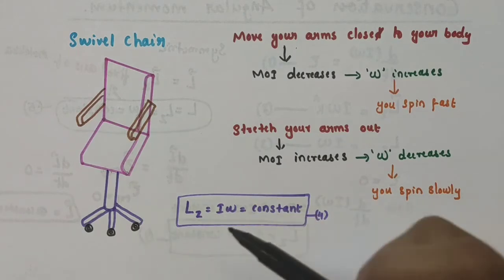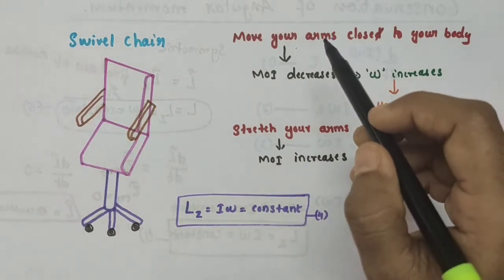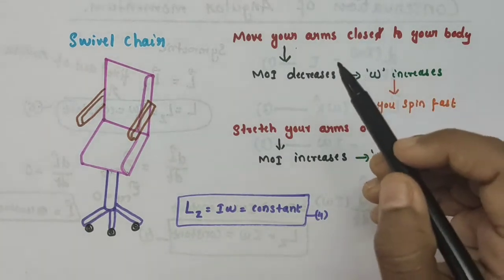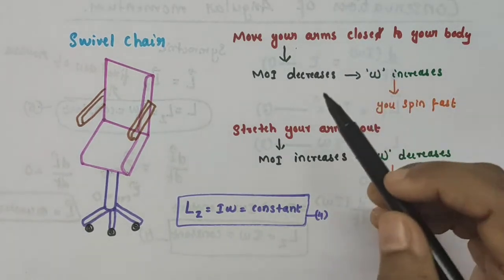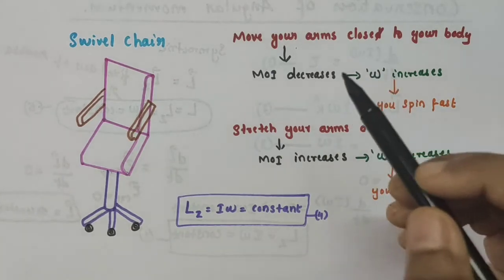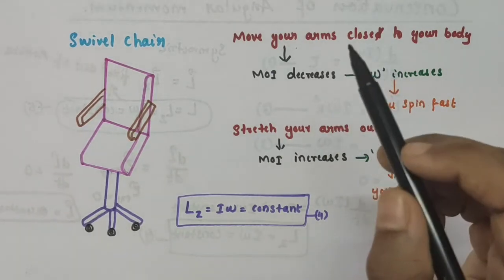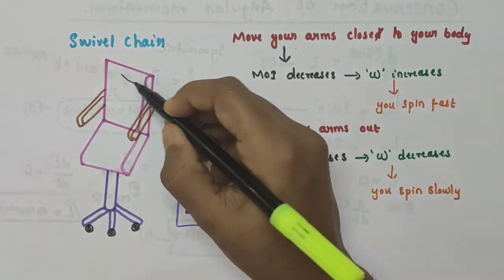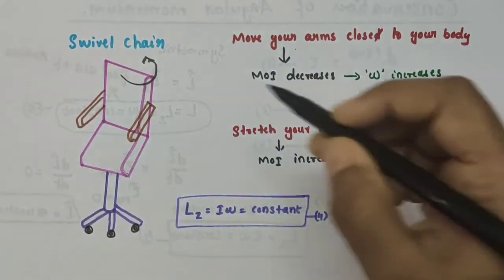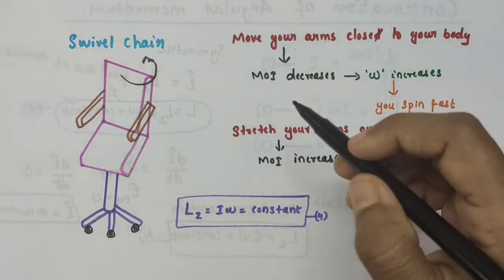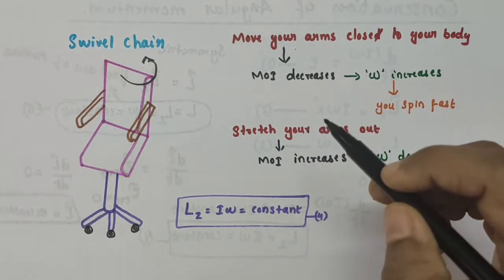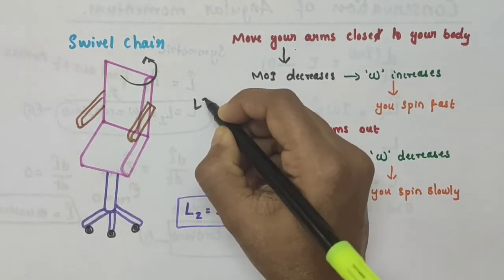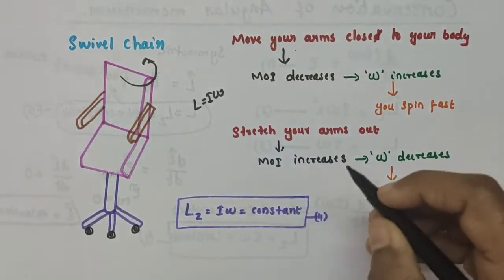Now fold your arms close to your body. Keep them close to your chest and make sure that your feet are not touching the ground. Then ask your friend to give a little spin on the chair so that you and the chair rotate in a particular direction, either clockwise or anti-clockwise. And you will have some angular momentum, L equal to I omega.